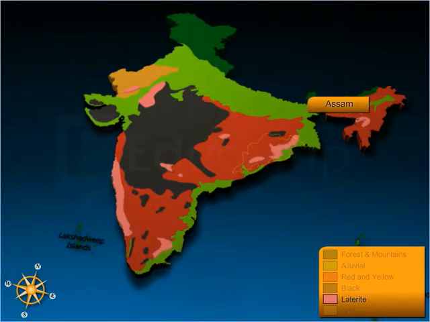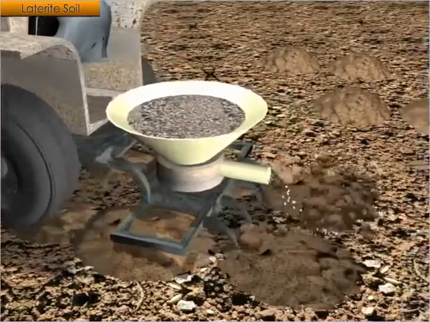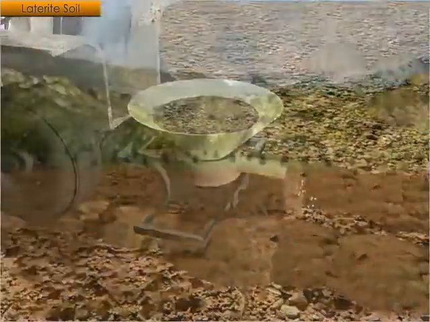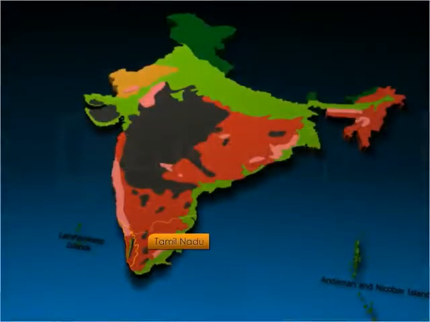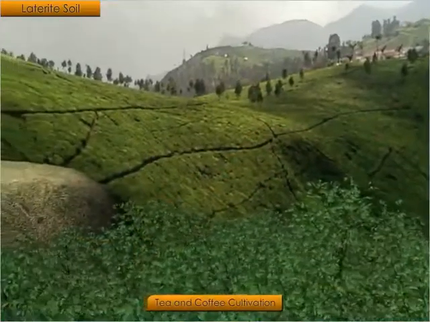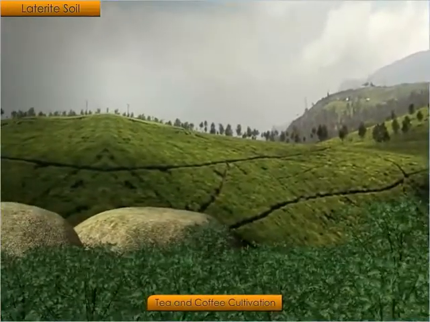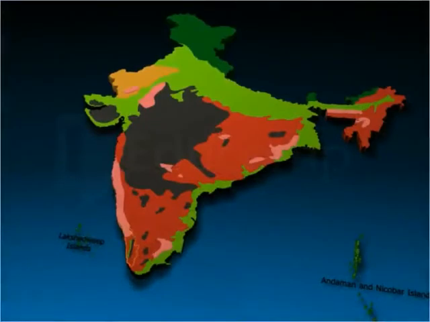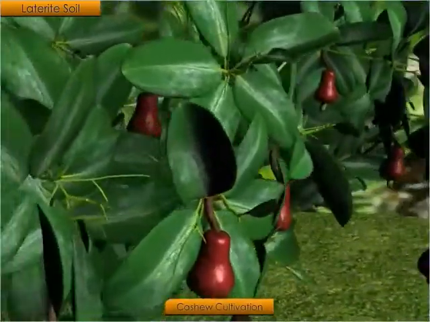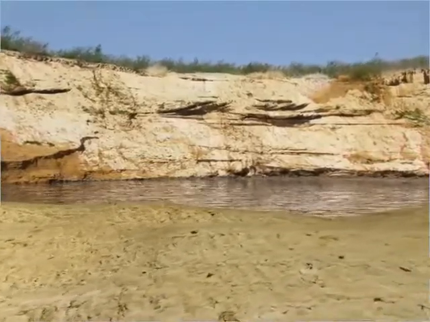of Orissa and Assam. If adequately supplemented with fertilizers and manures, the laterite soil tracts in the hilly regions of Kerala, Tamil Nadu and Karnataka are useful for tea and coffee cultivation. Similarly, the other laterite soil regions of the plains of Kerala, Tamil Nadu and Andhra Pradesh are suitable for cashew cultivation. The next soil type is the arid soils.